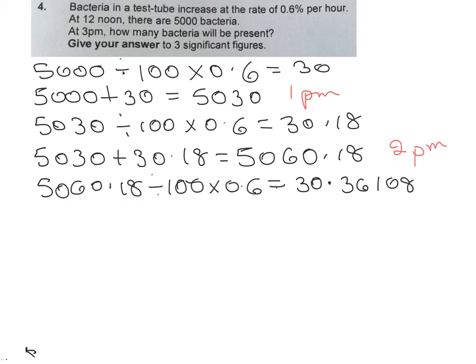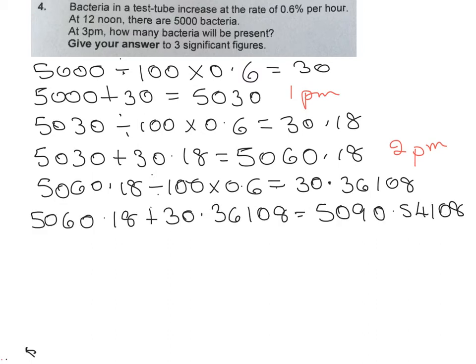Same again, 5,060.18 divided by 100 multiplied by 0.6 is equal to 30.36108. Add this on to what we started with. So 5,060.18 plus 30.36108 is equal to 5,090.54108. That is how much bacteria we have at 3 p.m.